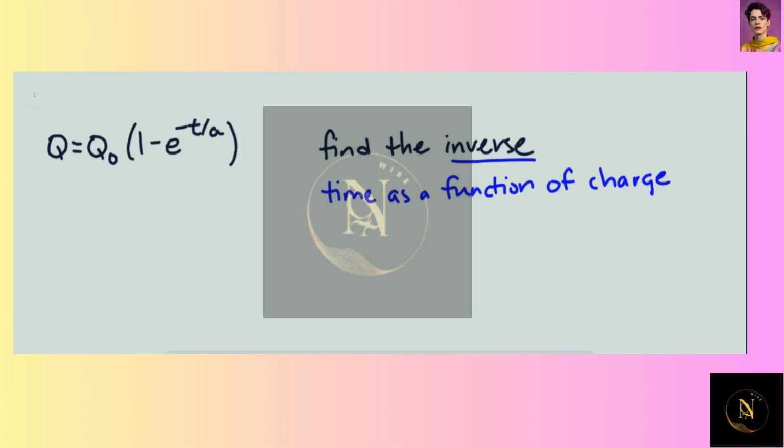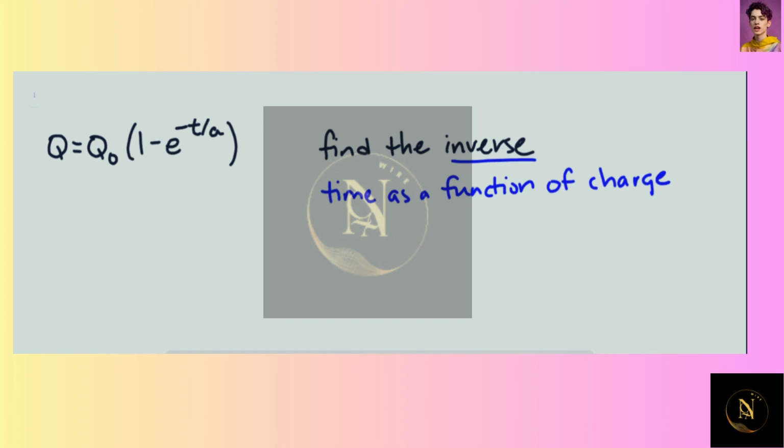Typically, when we find an inverse, we start by switching x and y and then solving for y. In this case, that would mean switching q and t and then solving for t. I do want to solve for t, but I'm going to be a little bit rebellious and I'm not going to switch q and t because I want t to stand for time and q to stand for charge, and if I switch them, their meaning is going to switch. So I'm just going to isolate t.